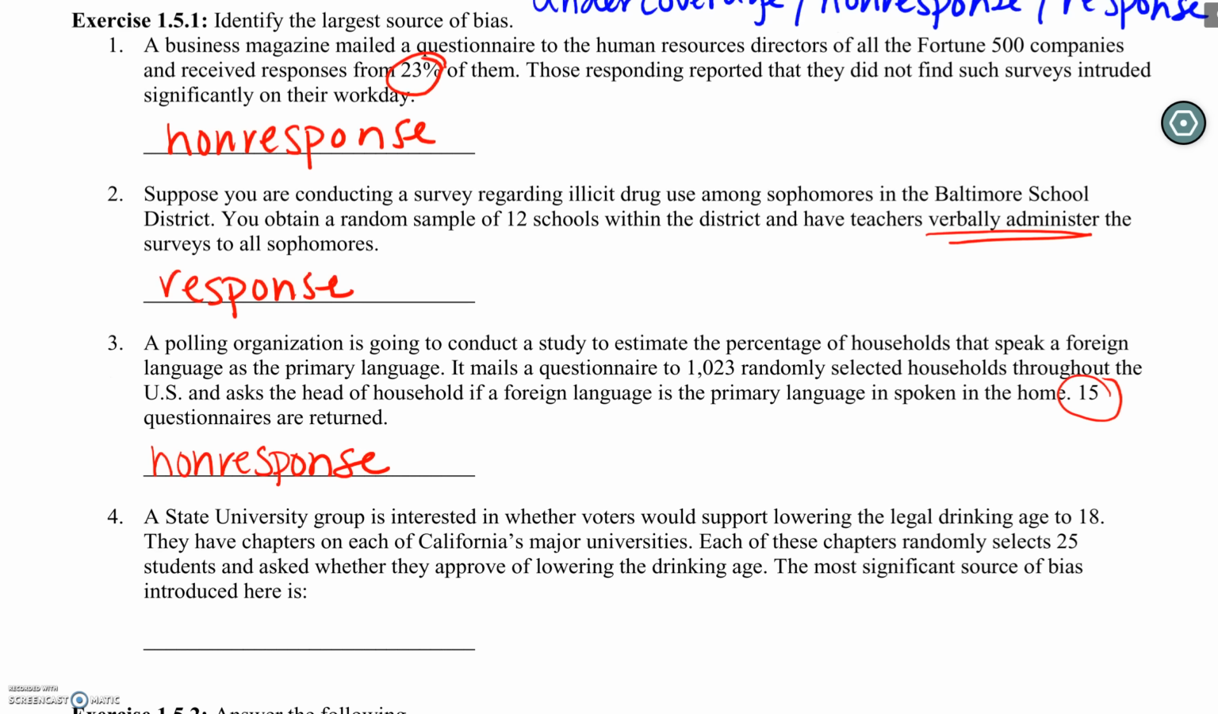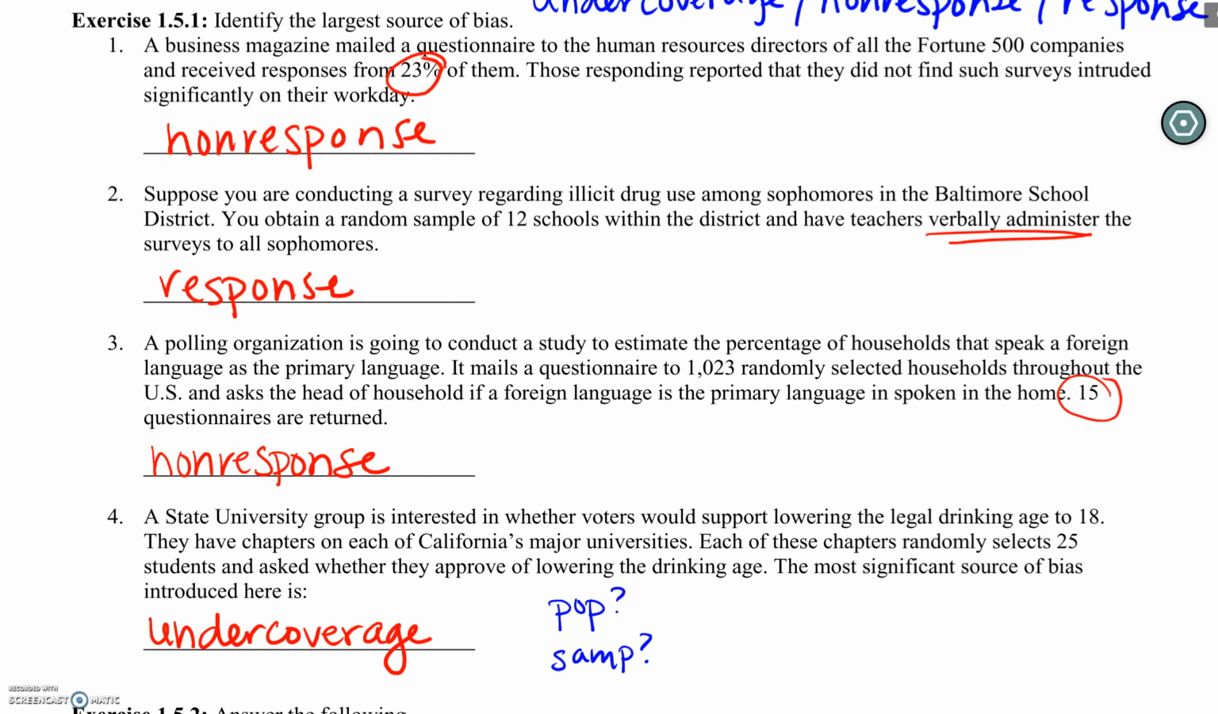The last one is going to be undercoverage. Undercoverage tends to be the hardest one to spot. It doesn't have the advantages of the other two in terms of being a sensitive topic or having the number of people who responded. It usually is a little more work. You have to sit there and think about who's the population, what was the sample, and then see the disconnect.